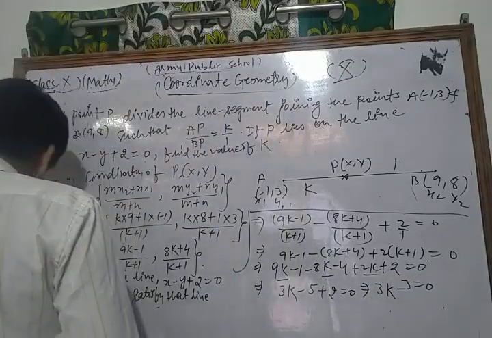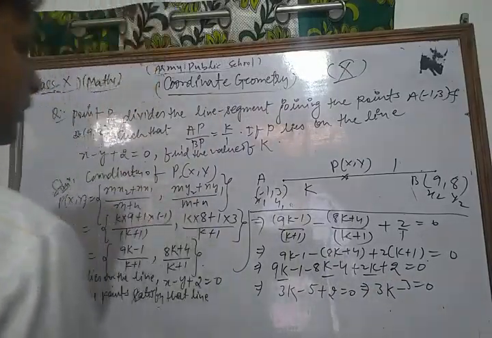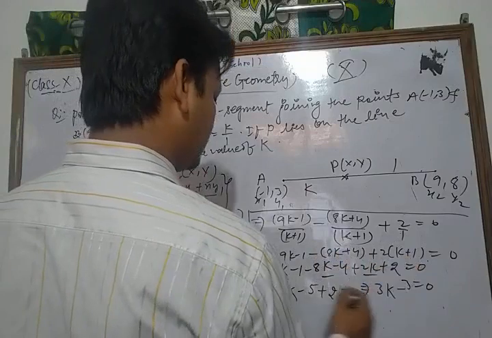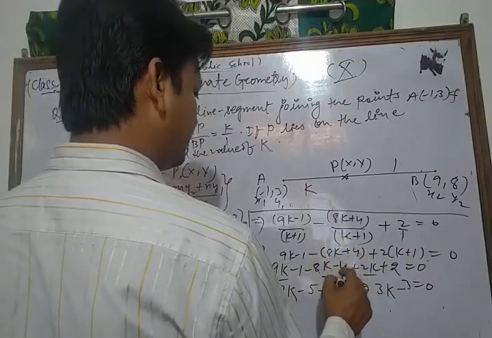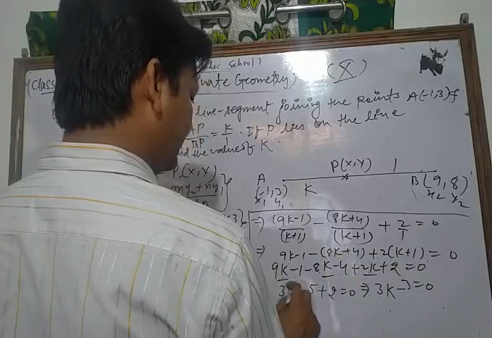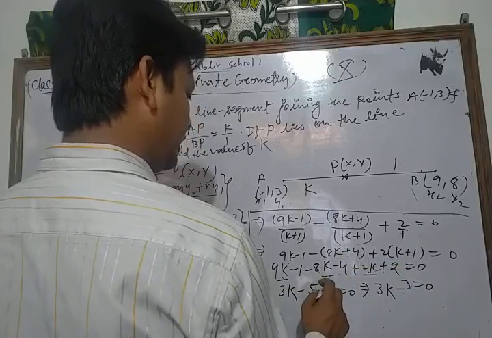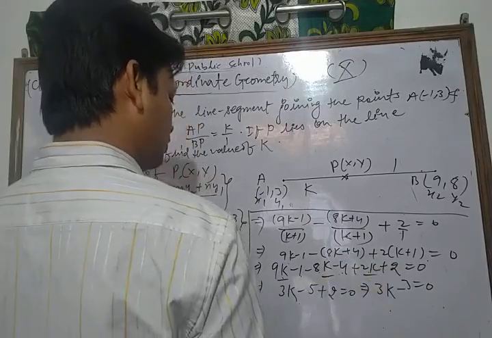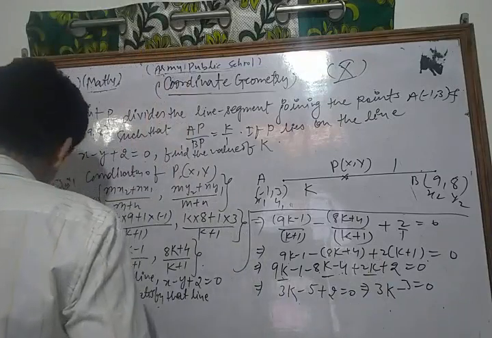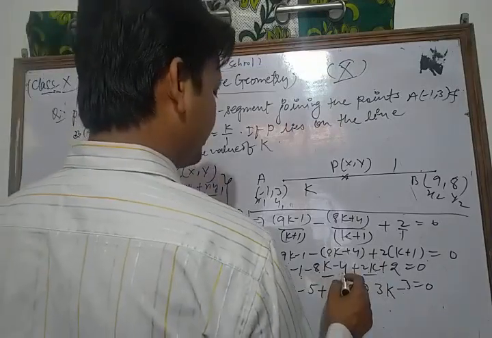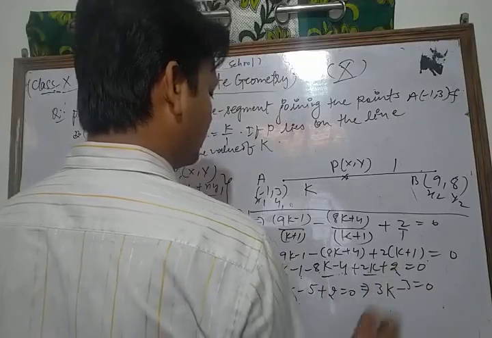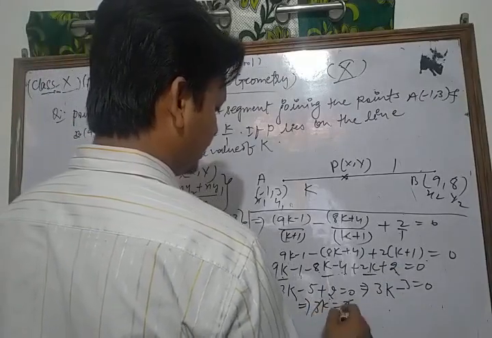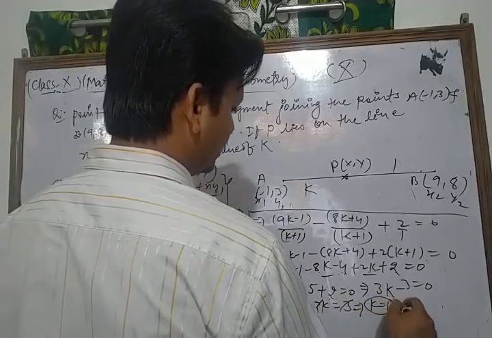Now let's see once more. Here 9k minus 1 minus 8k minus 4, and plus 2 times k plus 1. So we get 9k minus 1 minus 8k minus 4 plus 2k plus 2. So 9k, 8k, 1k, 2, 3k. Now minus 1 minus 4 is minus 5, plus 2, this is minus 3 is equal to 0. So we get 3k is equal to 3, and the value of k is 1. This is the required solution.